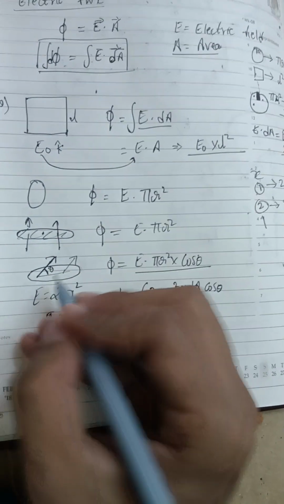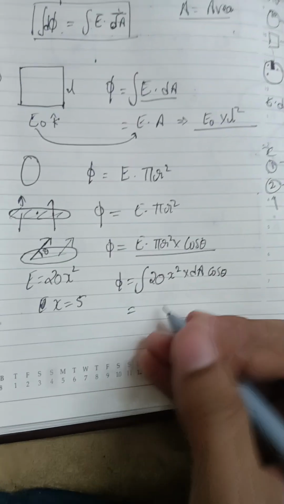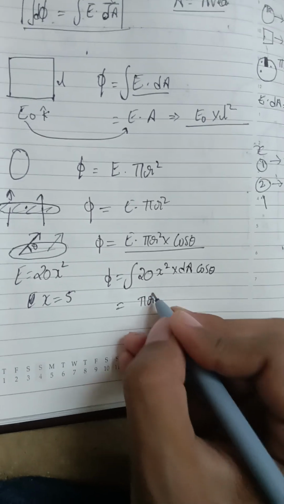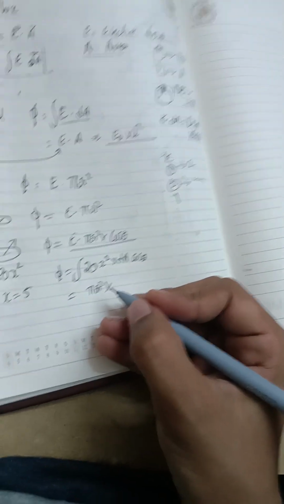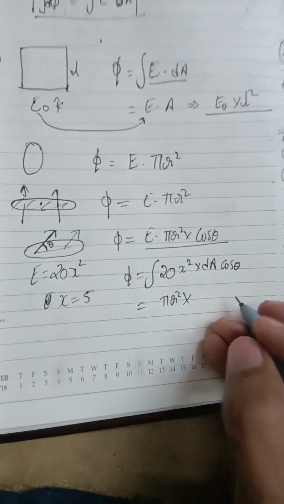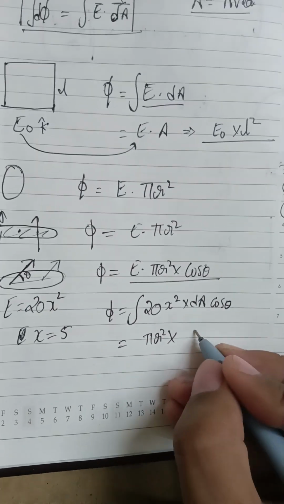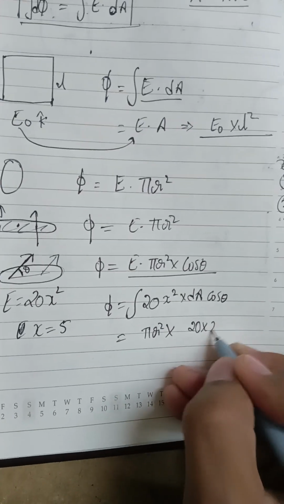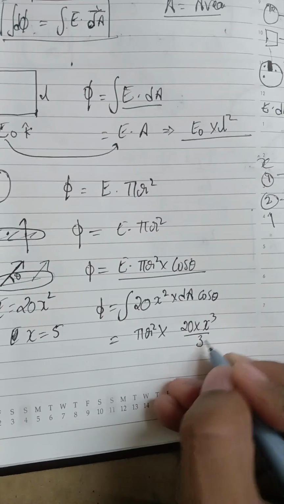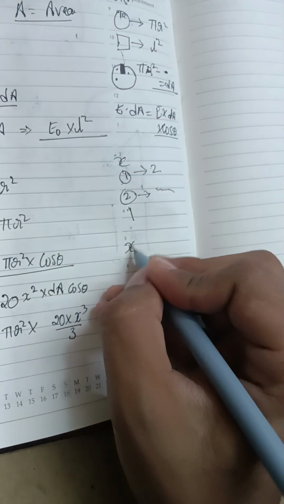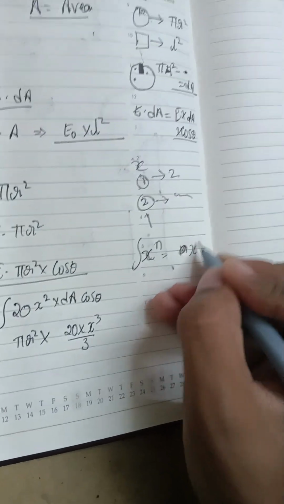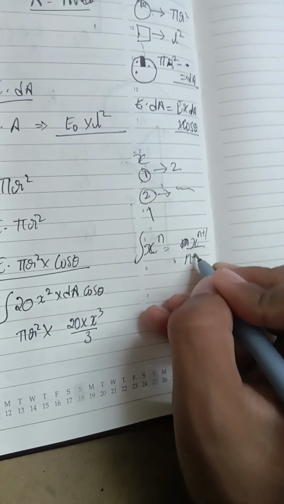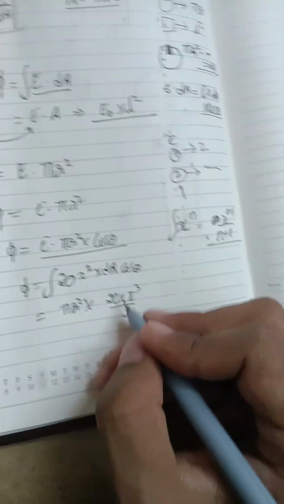So what is A for that? Pi r square, into the integration formulas. You have to learn this. So the integration of 20x square is 20 into x cube by 3. Now if you know the integration of x to the power n is x to the power n plus 1 by n plus 1. Here n is 2, so 20.